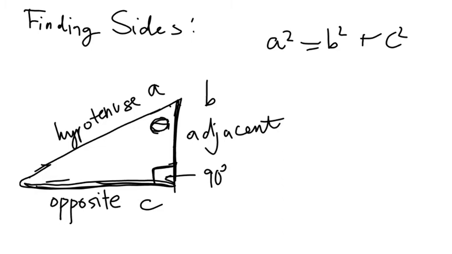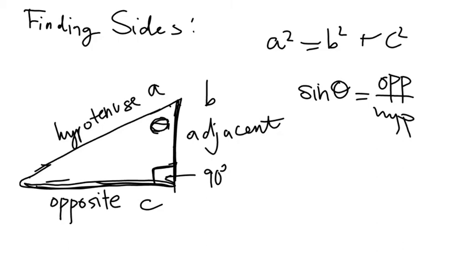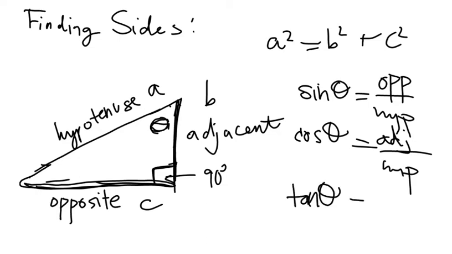The other thing that you could use to solve for one of the sides are these three trig identities. This is what Sohcahtoa stands for. We know that sine theta, and sine theta is just a button on your calculator, is equal to opposite over your hypotenuse. Cosine theta is equal to adjacent over hypotenuse, and tan theta is equal to opposite over adjacent.